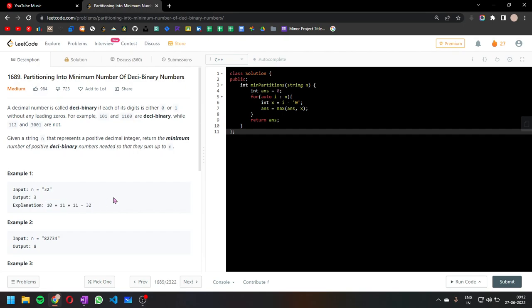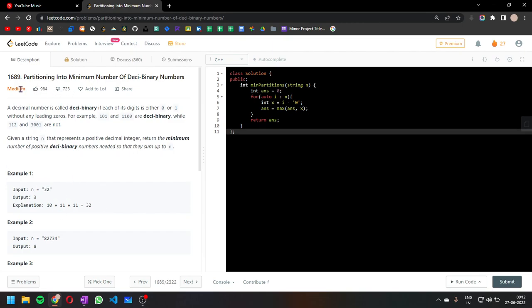numbers are required. Let's say 10 is a Deci-binary number, and if we add 10 to 11, it will give us 21, and if we add 21 to 11, that will give us 32. So we want to know the minimum number of these Deci-binary numbers that we should have to give the given number as output.